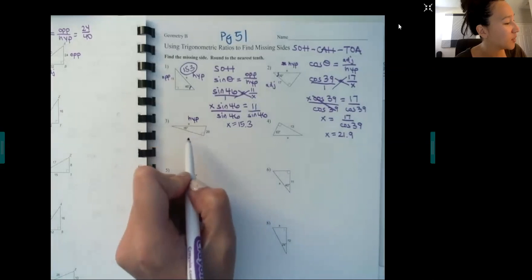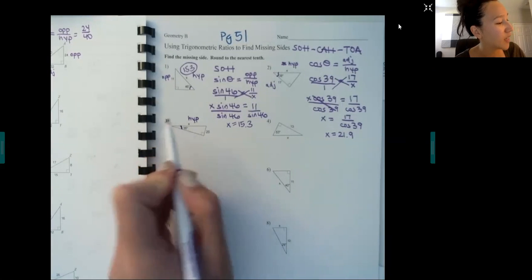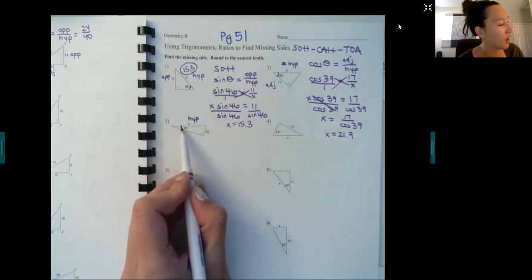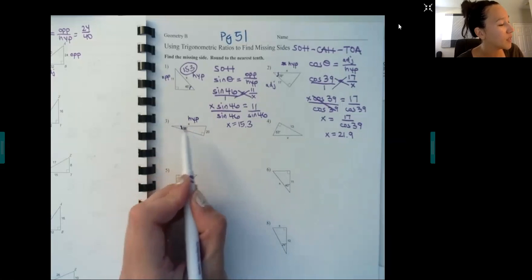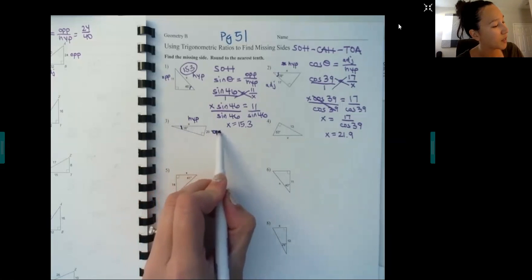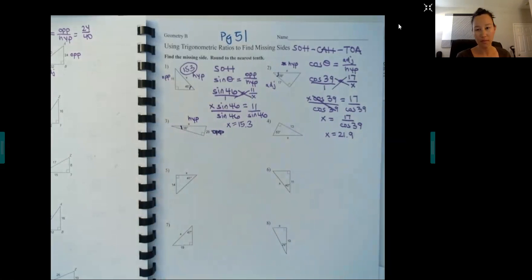So that's the hypotenuse. Here's our reference angle. So we're always labeling them based on the angle that we're using. So since we're using this angle, the opposite side is always the one that's across from it. So this is our opposite side. Are we okay with labeling the sides?